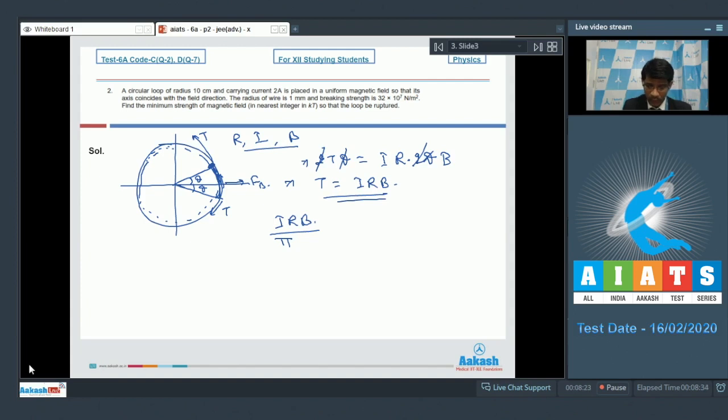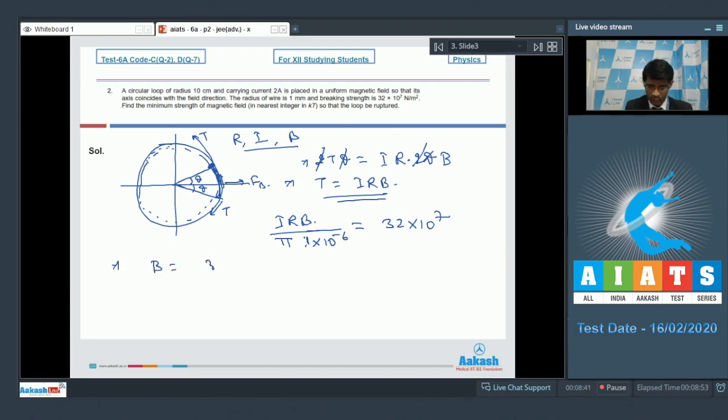It's been given to be 1 mm. So it is 1 into 10 to the power minus 6. This must be equal to the breaking strength that was given to be 32 into 10 to the power 7. Okay, so find the value of B from this calculation.